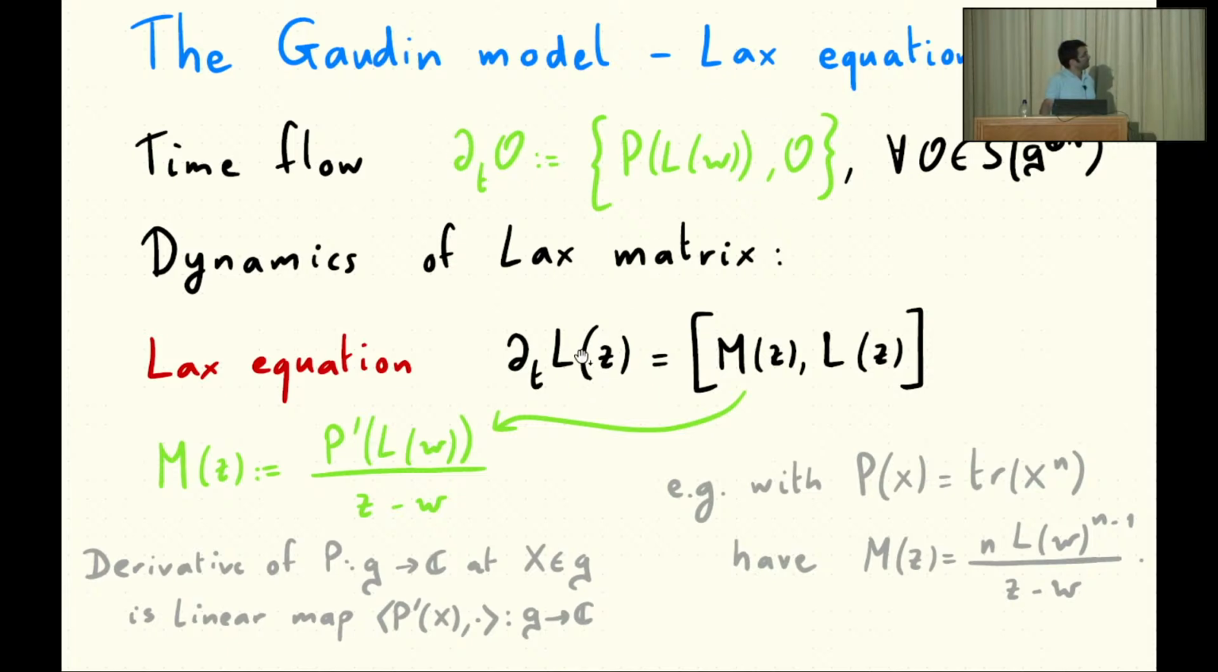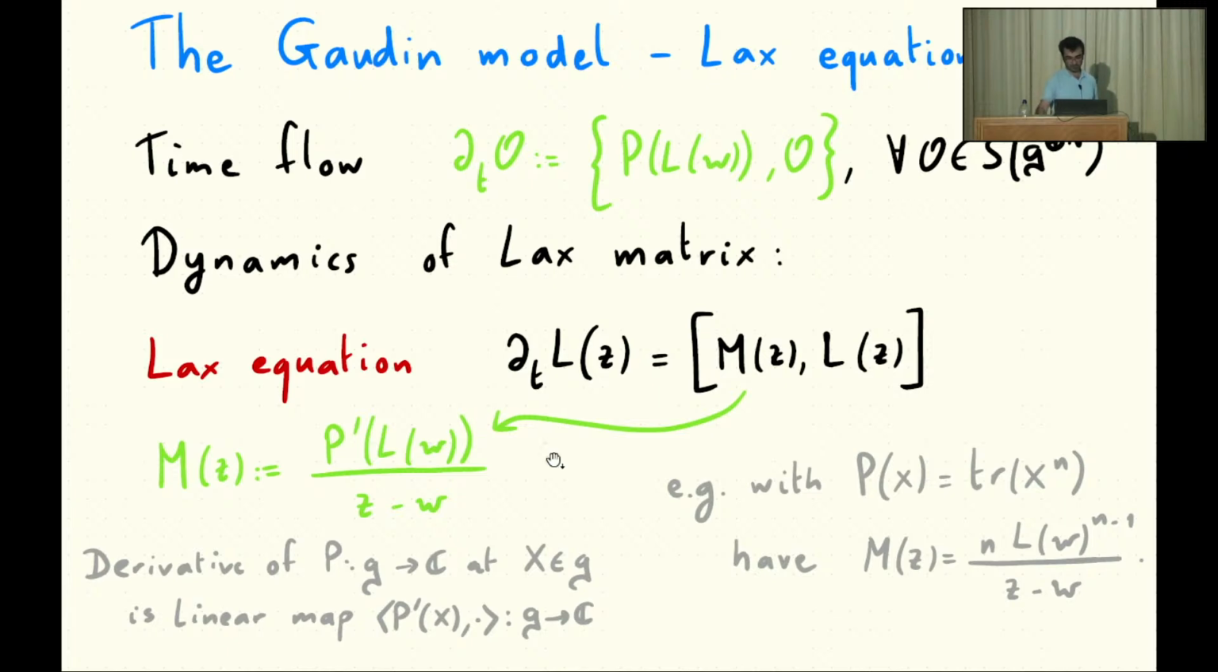And in particular, the Lax matrix evolves according to the Lax equation, where M here is just this particular matrix, which is related to the Lax matrix L at W. Okay, so P prime here is just the derivative of the polynomial, which at a point X in the Lie algebra is just a linear map. But by duality of G star with G, you can think of this as a Lie algebra element. So P prime of X is a Lie algebra element. And so this is really a matrix with entries in the symmetric algebra of G direct sum n.